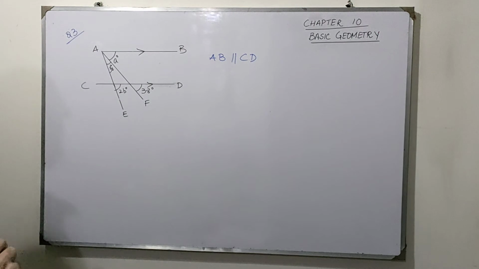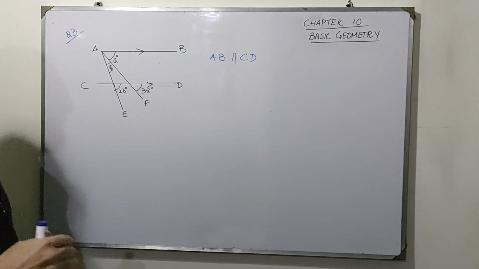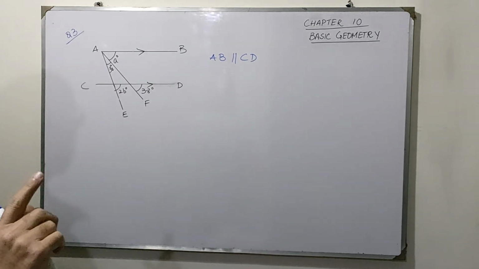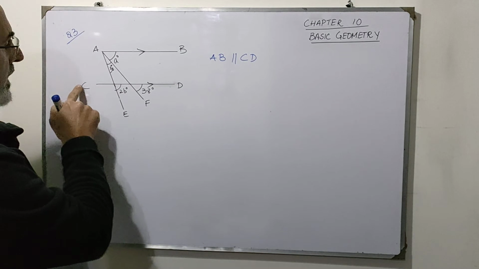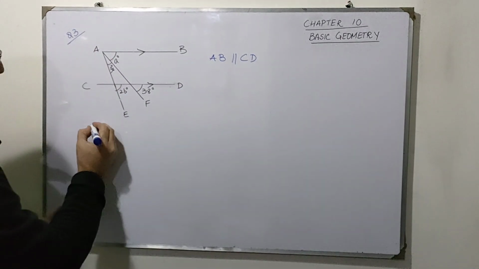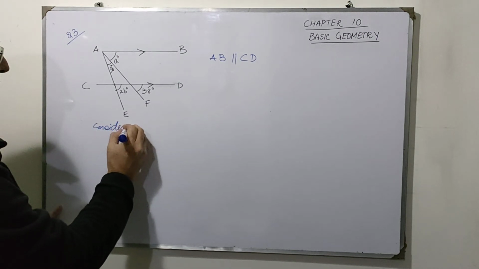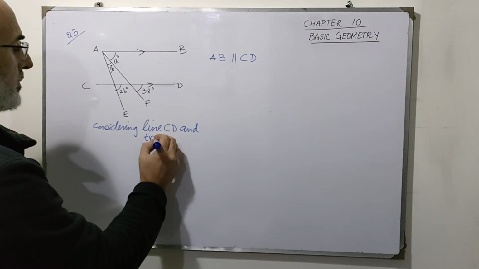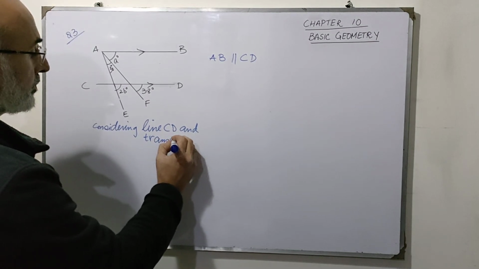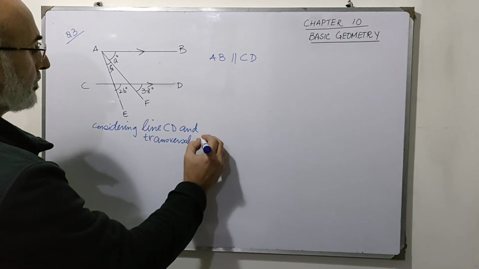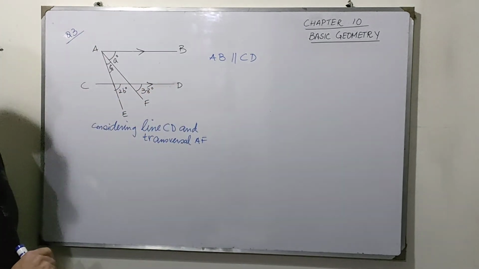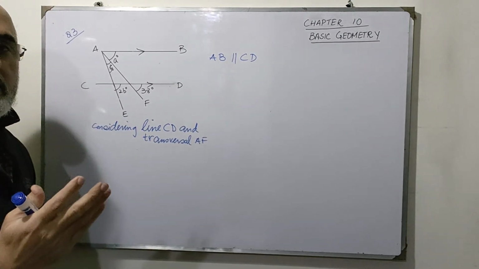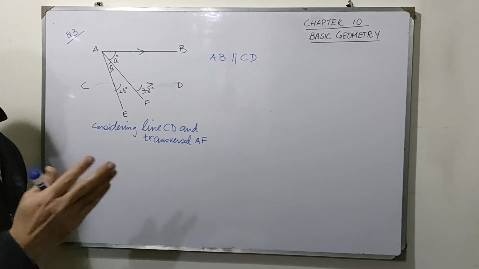To start with, again, there can be many ways of solving the question. The way I am going to do it, first thing, consider this line CD and the transversal AF. So what is happening? AF is intersecting CD. When two straight lines are intersecting each other, what do we get? We get vertically opposite angles, and those vertically opposite angles are equal.